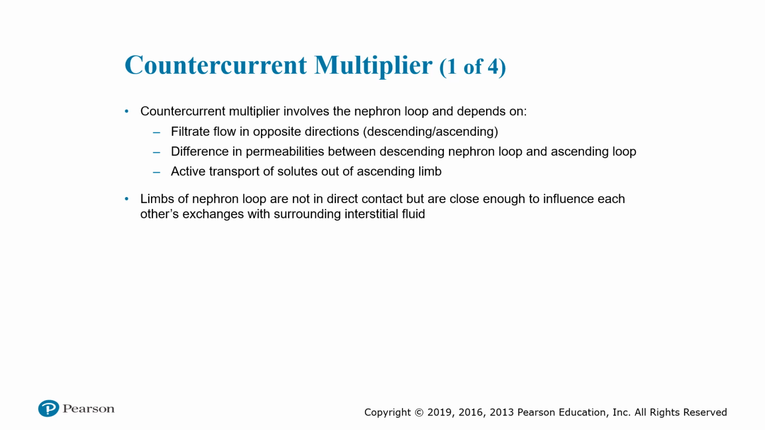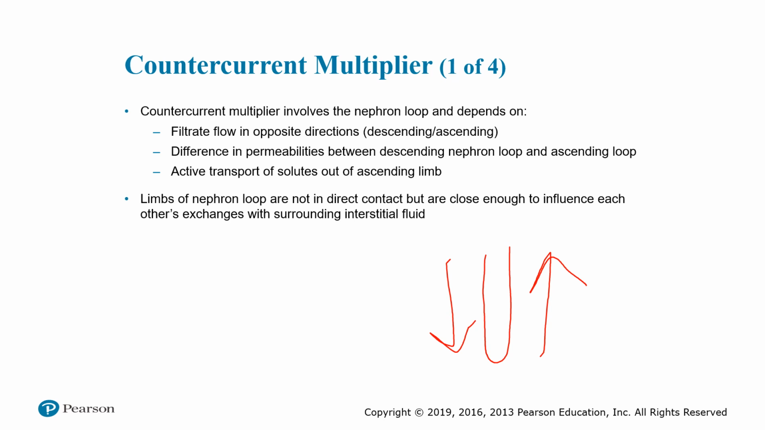The countercurrent multiplier involves the nephron loop, and it depends upon three features. First of all, the filtrate flows in the opposite direction in the nephron loop. In the descending limb it is coming down, and in the ascending limb it is going up. This helps to concentrate the interstitial space in the medulla.